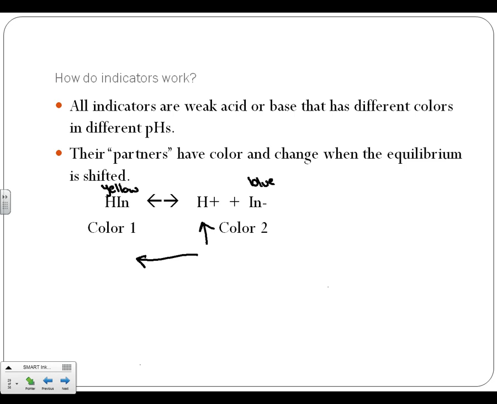Or if I put in some base, the base is going to start reacting with the H+ ions to form water. If I add in base, it's going to decrease my concentration of hydrogen ions and push the equilibrium to the other direction, and we would see that more blue color. So that's just how indicators work.